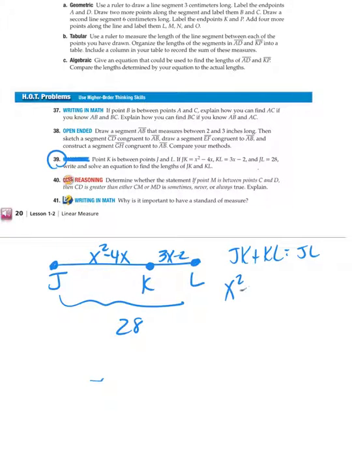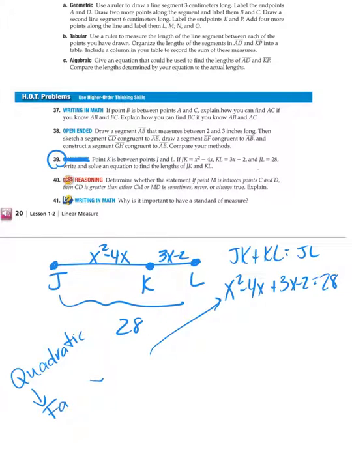JK is x squared minus 4x plus 3x minus 2 equals 28. Now, I hope your Algebra 2 is kicking in. When you see that x squared that's going nowhere, I want you to be thinking right now, oh, this is a quadratic. And if it's a quadratic, if I can factor, that is wonderful. If it doesn't factor, I want you to remember your quadratic formula.